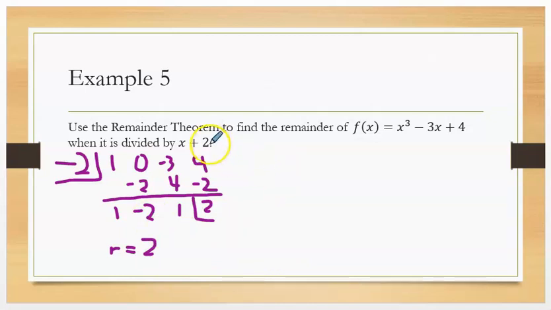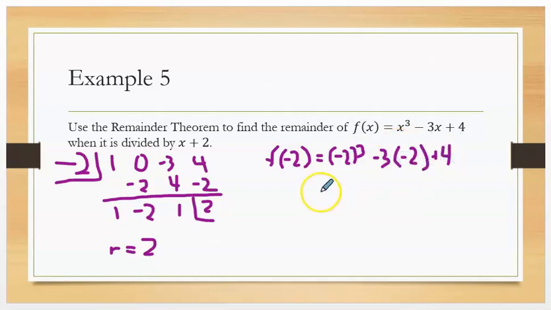However, the alternative method that I'm showing you guys now is you can instead take that solution of -2 and replace the x's with that value. So I could instead say, what is -2 cubed minus 3 times -2 plus 4? Well, -2 to the third power is -8. -3 times -2 is +6. And then this last part just stays as a +4. 6 plus 4 is 10. If you subtract 8 from that, you get 2. So either way, you get the same remainder.